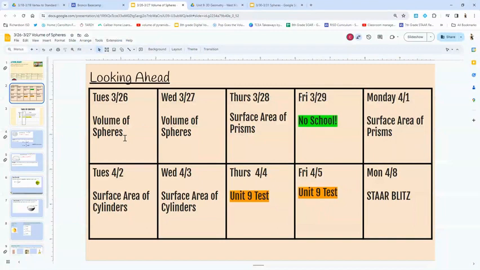So we have volume of spheres today, and then after that we have surface area prisms. There's no school on next Friday, and then we're going to do surface area of cylinders, and then you'll have your test, and then after the test, we'll be working on our star review.